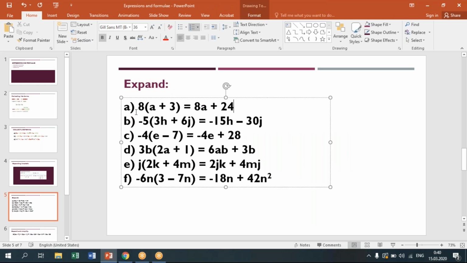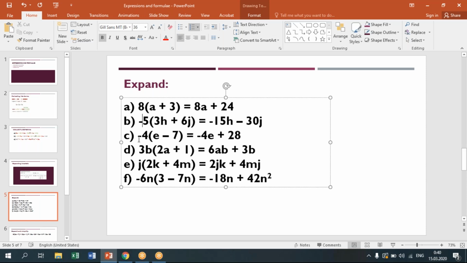The same happens here. 8 in the bracket, a plus 3. So what happens here? 8 multiplied by a, it will be 8a. 8 multiplied by positive 3, it will be positive 24. Next one, negative 5 multiplied by positive 3h, it will be negative 15h. Negative 5 multiplied by positive 6j, it will be negative 30j.